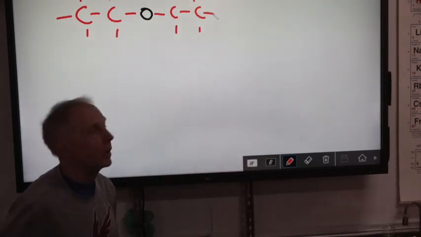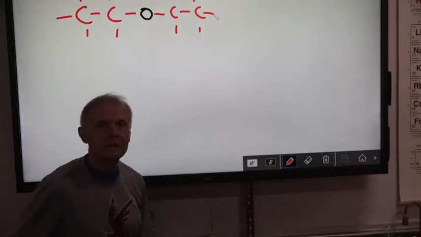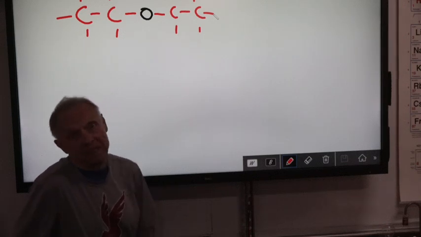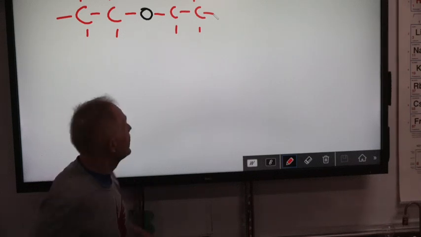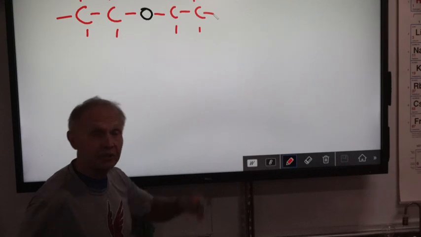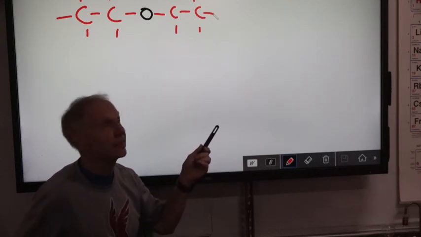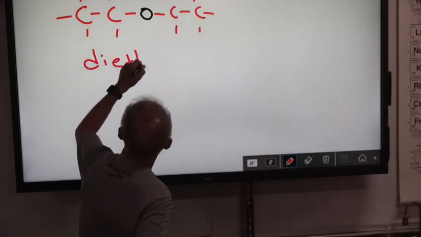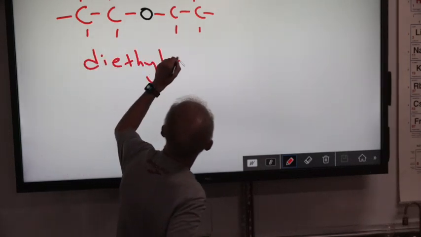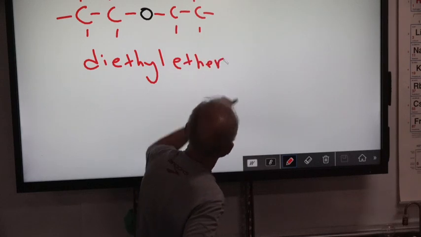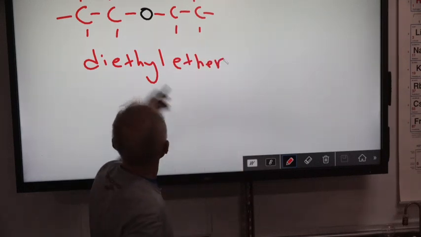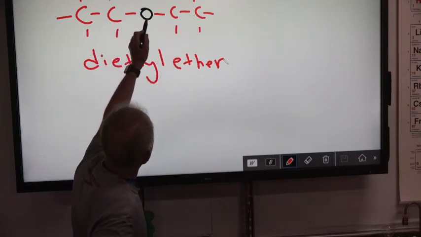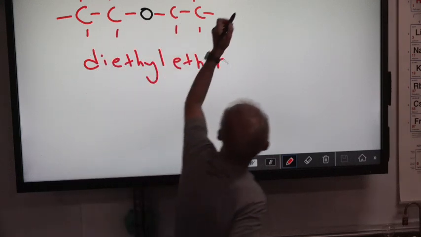There it is. So there's two carbons on the left. That's an ethyl. There's two carbons on the right. That's an ethyl. So the name of this one, which is for us the most important ether, is this. Diethyl ether. Molecular formula. This, then O, then that. So that's C2H5, O, C2H5.